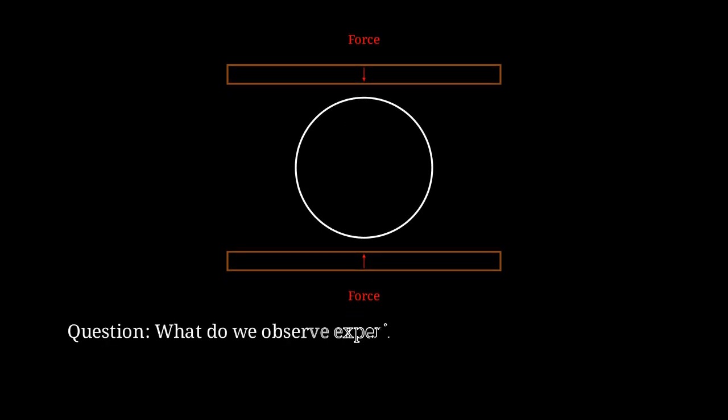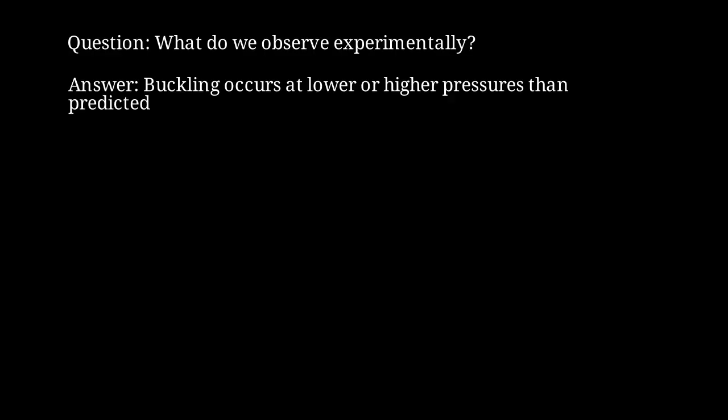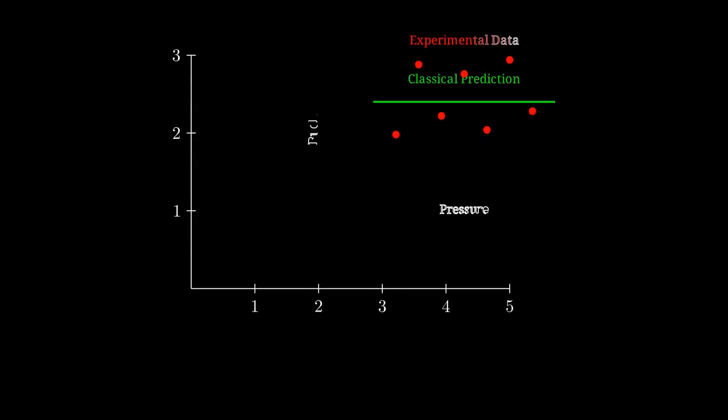Let me pose a question. What do we observe experimentally when we compress these microcapsules? The answer is striking. Buckling can occur at pressures significantly lower or higher than the classical prediction, sometimes by factors of 2 to 5. This is the paradox. This graph illustrates the paradox. The green line shows the classical elastic prediction for buckling pressure. The red dots show experimental measurements from different capsules. Notice the scatter. Some buckle much earlier, some much later than predicted.